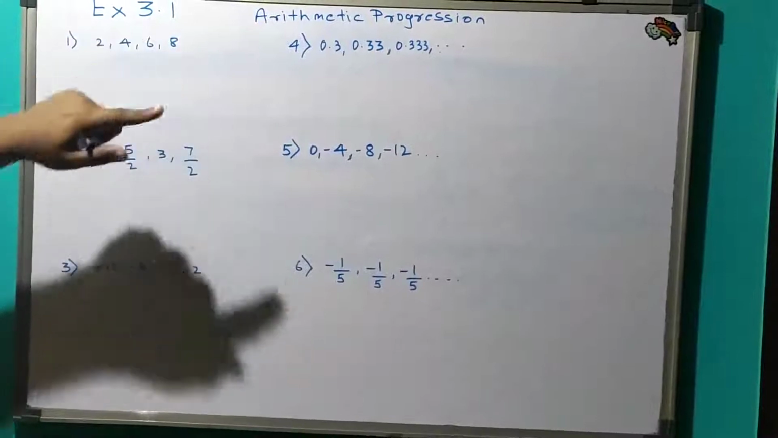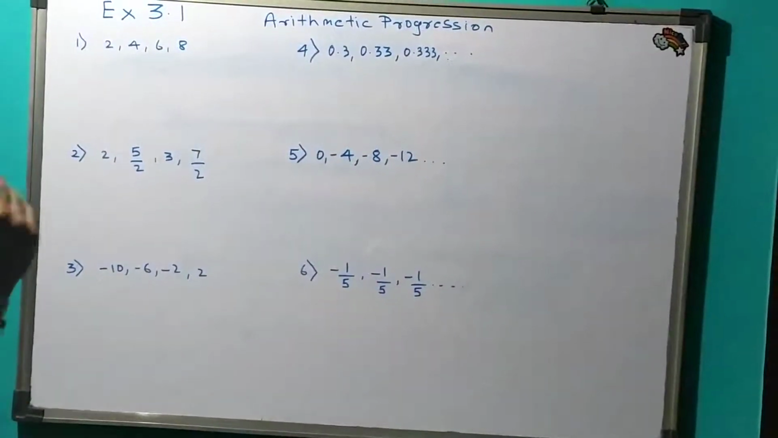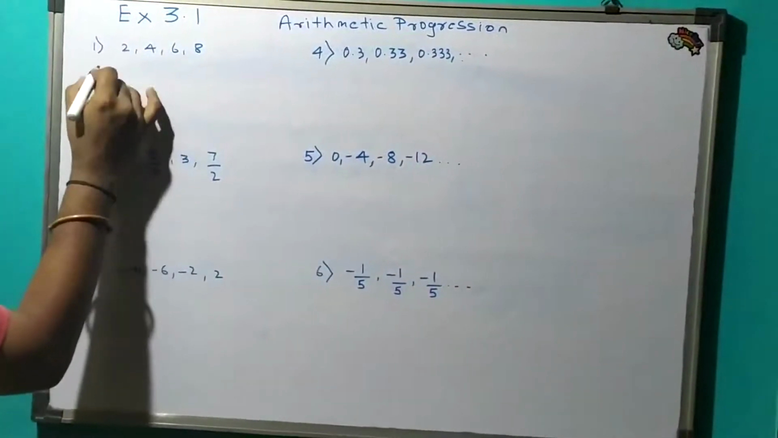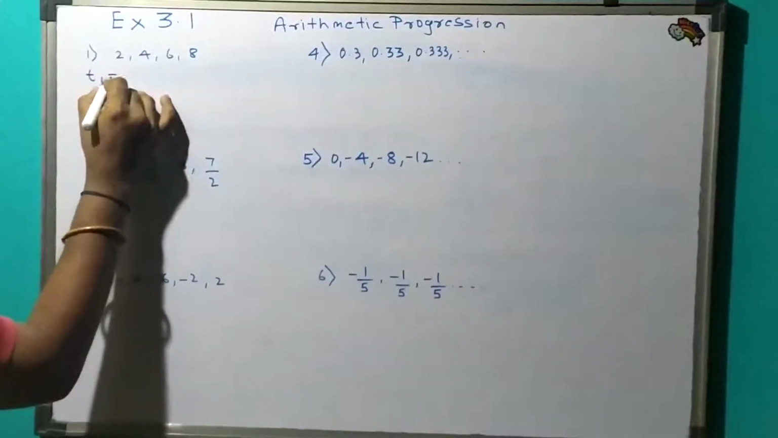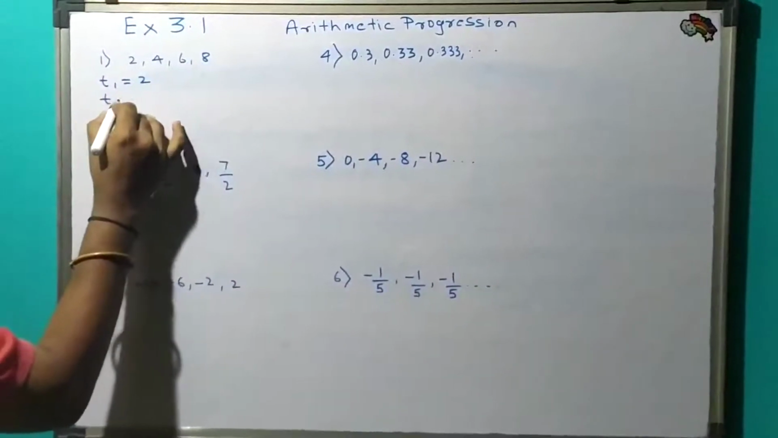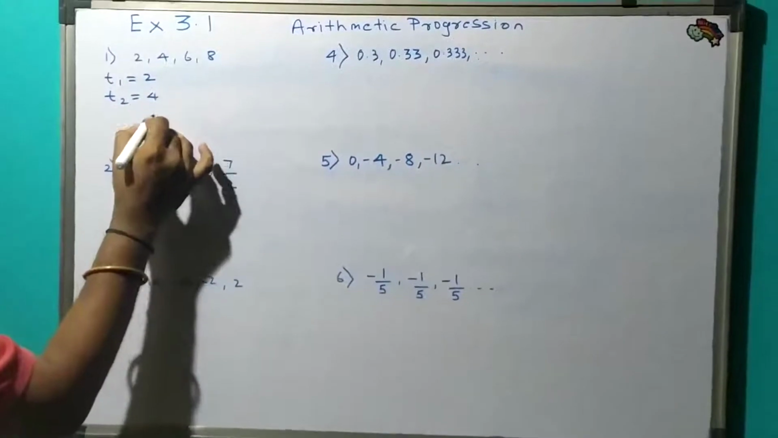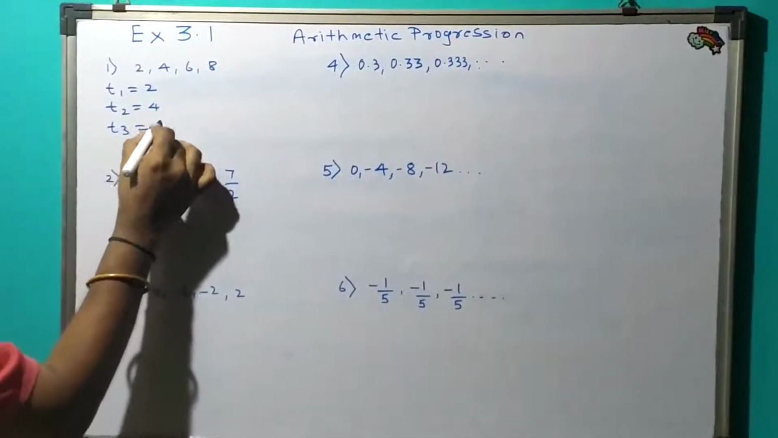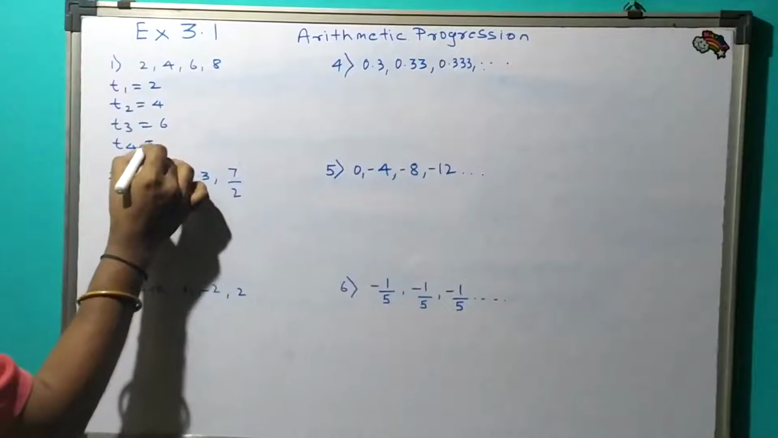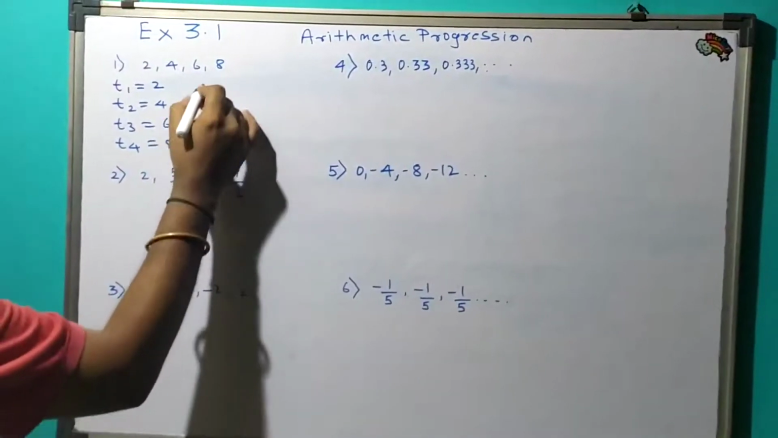Exercise 3.1. The various sums of arithmetic progression. Let's start. This is the first number, T1. T1 is 2, T2 is 4, T3 is 6, and T4 is 8, and so on.